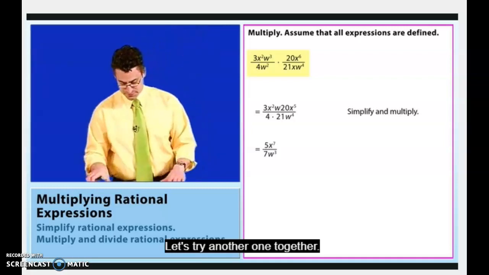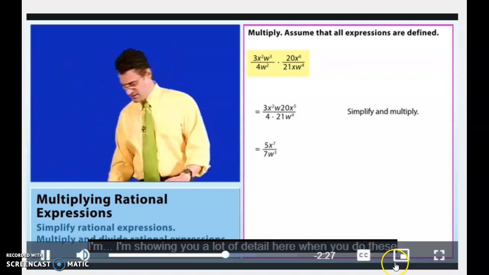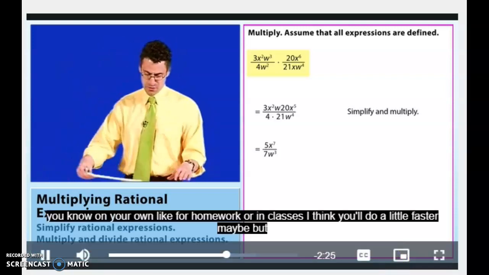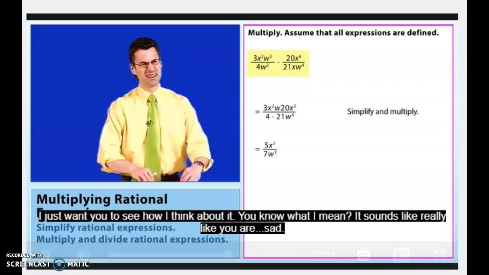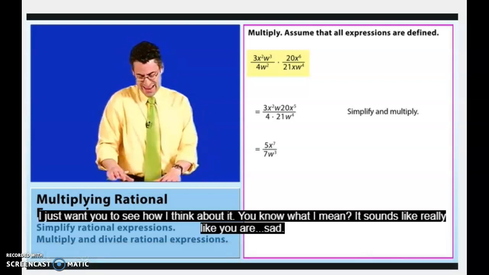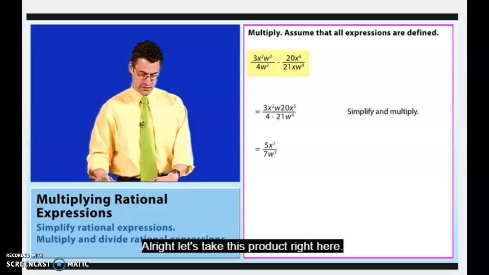Let's try another one together. I'm showing you lots of detail here. When you do these on your own, like for homework or in classes, I bet you'll do it a little bit faster maybe, but I just want you to see how I think about it. You know what I mean? Am I being silly? I don't think so. All right, let's take this product right here.